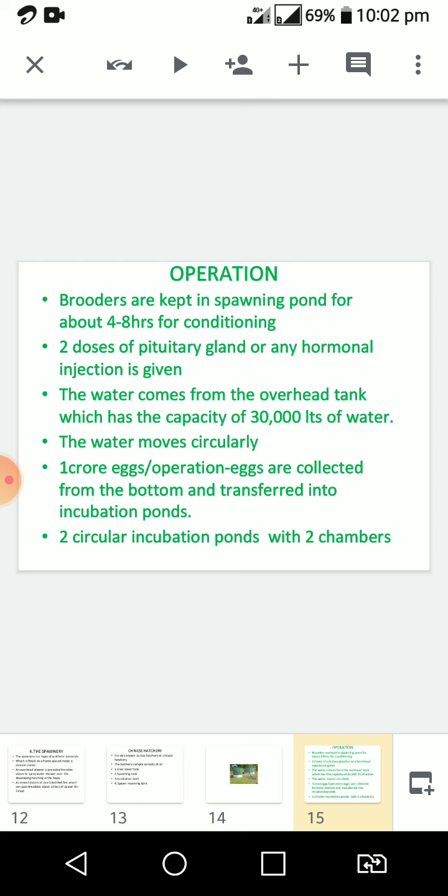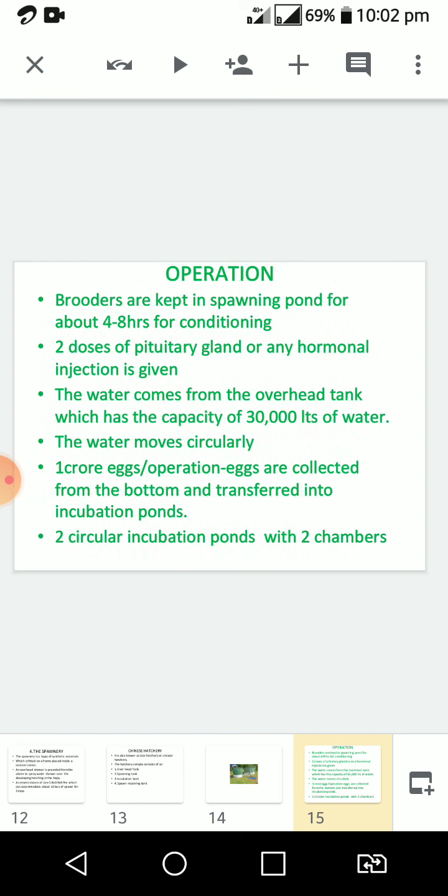and 1 crore eggs can be collected from the bottom and transferred into the incubation ponds. In this there are two circular incubation ponds with two chambers present.